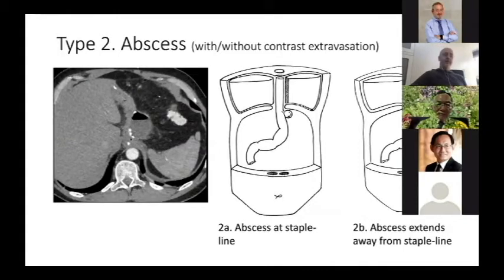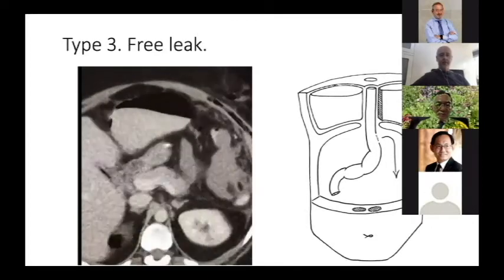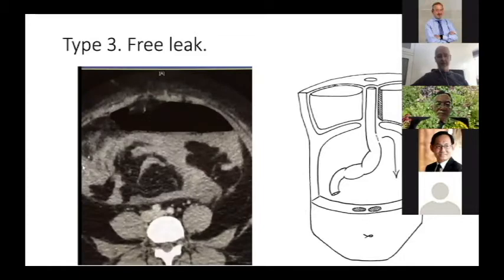So that's phlegmon. I'd call it a type 2 or an abscess, localized abscess with or without contrast extravasation. A 2A, which is a small abscess, or 2B, where you've got an abscess that's drifting away from the staple line and is relatively large and unstable. Type 3, I'd call a free leak, where you've got peritonitis, and clearly these sorts of patients are going to end up requiring surgery. You can see gas in the pelvis for this particular patient.